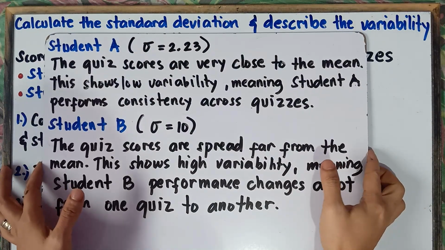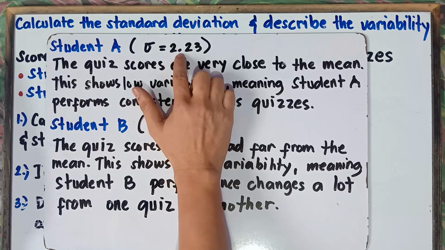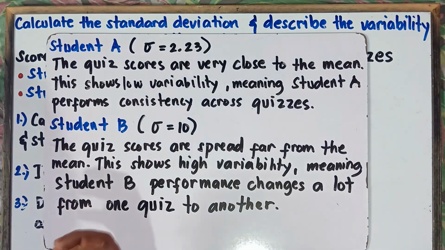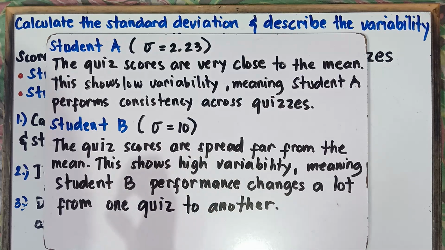So once again, for student A, the population standard deviation is equal to 2.23. So this means the quiz scores are very close to the mean. This shows low variability, meaning student A performs consistently across quizzes.